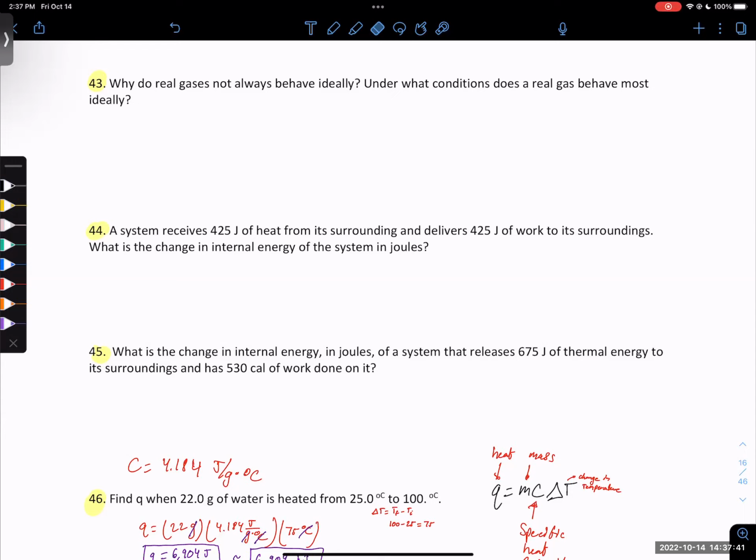So they would interact with each other. One of them is that they don't exert forces on each other, right? But we know real gases do exert forces on each other. The particles do exert forces on each other. So that's one reason. So let's just write one. Exert forces on each other.